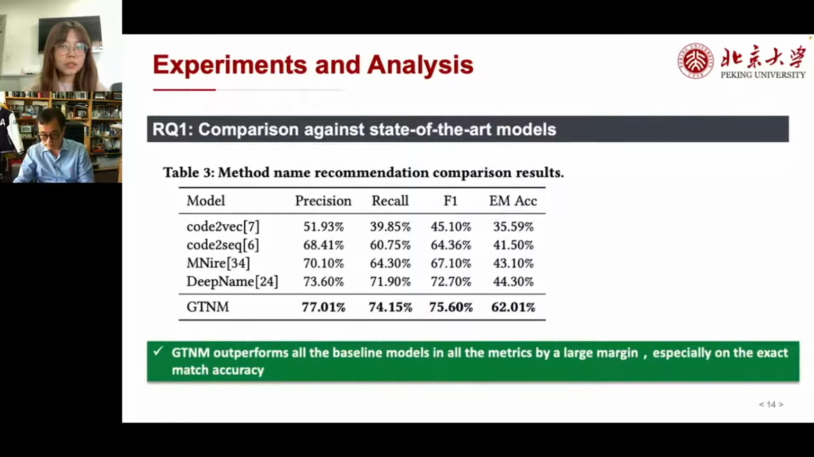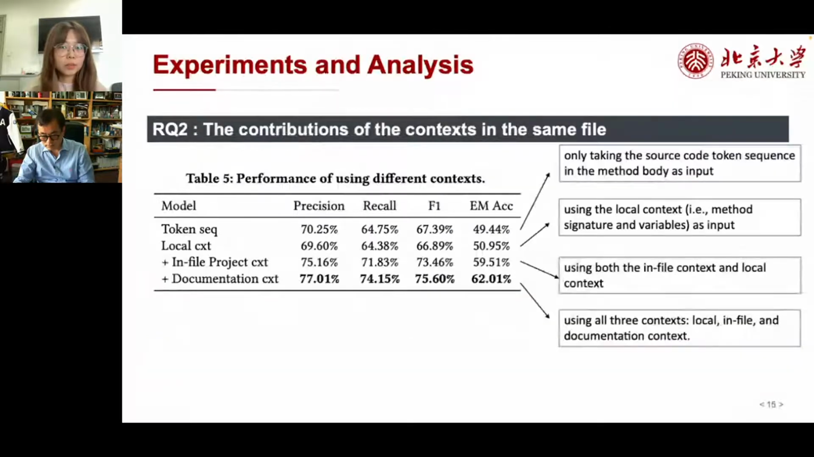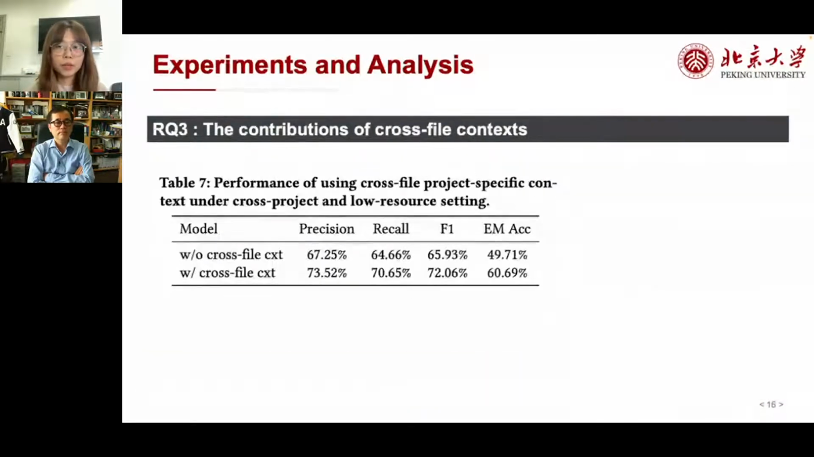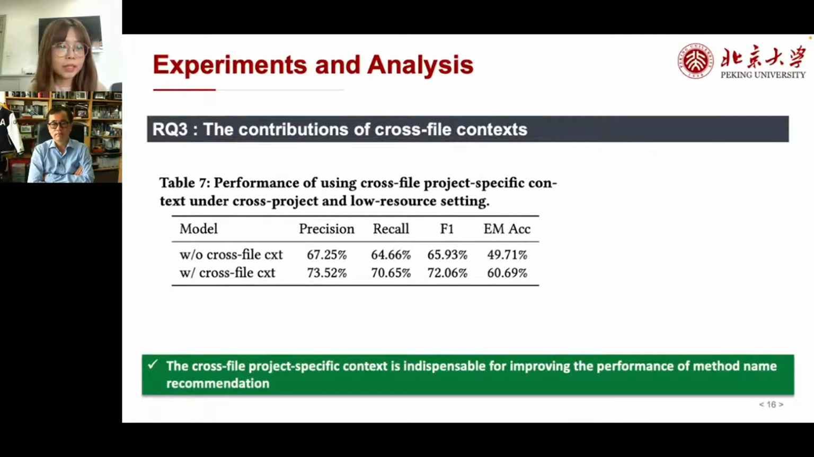And the second research question explores the contributions of the context in the same file. And the results show that using different in-file contexts is essential and efficient for improving our model's performance. And in RQ3, we further evaluate the contribution of the cross-file contexts. And the Bayesian study shows the cross-file context is also indispensable for improving our model's performance.